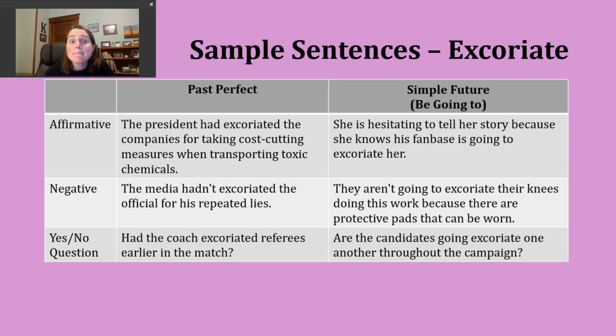Now let's look at making a sentence in the negative in the past perfect. To do this, again, we'll start with our subject, we'll use had, not, and then the participle form of the verb.